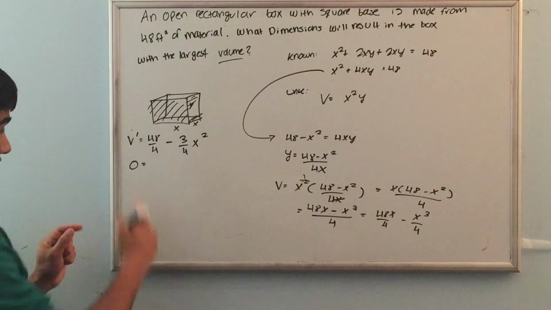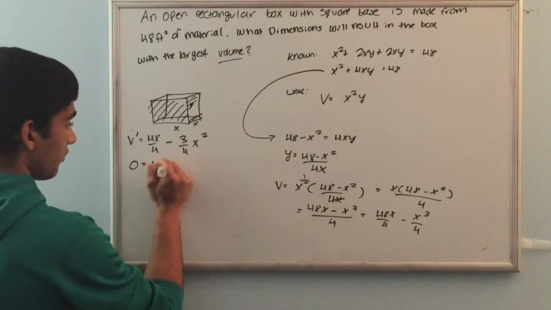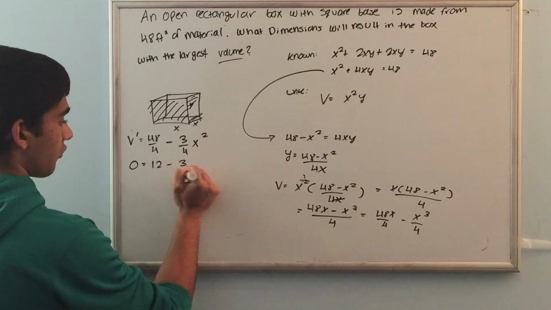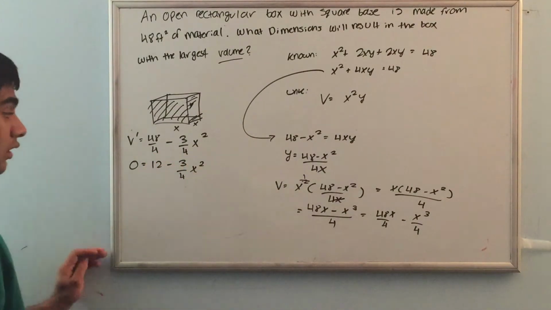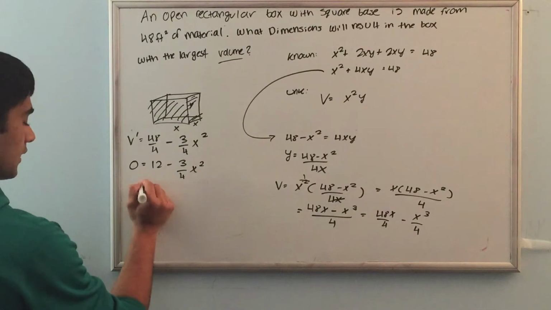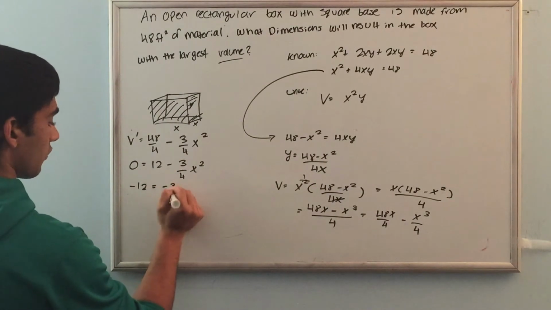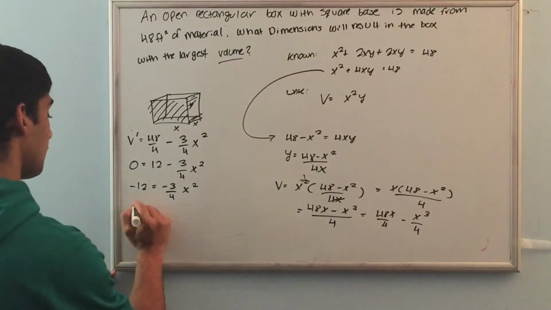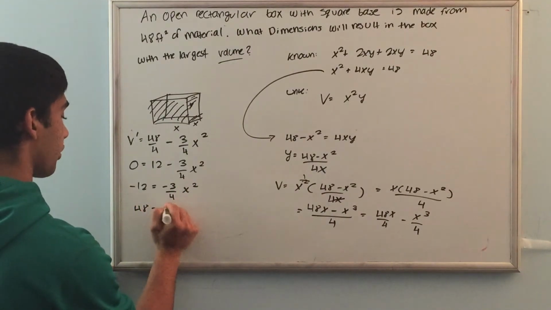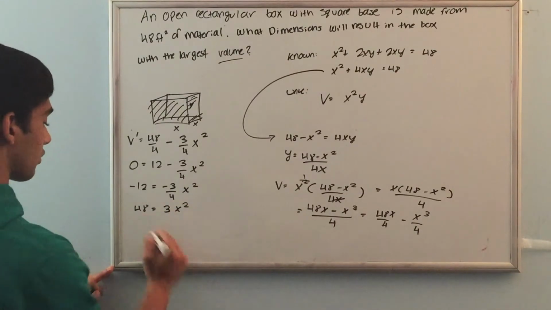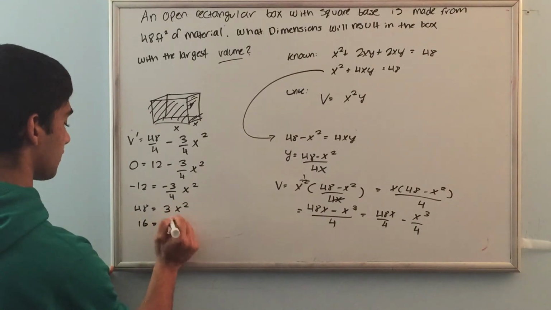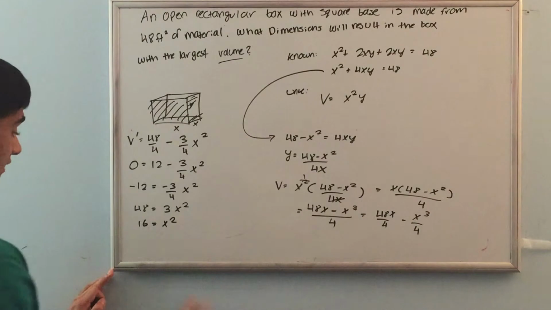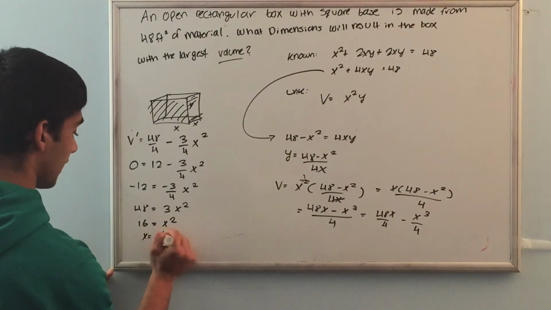So 0 equals 48 over 4, which is 12, minus 3 over 4 x squared. Remember, we have to solve for x squared, so subtract 12. Negative 12 equals negative 3 over 4 x squared. Multiply both sides by negative 4. 48 equals 3x squared. Divide by 3. 16 equals x squared. Take the square root of both sides. x equals plus or minus 4.